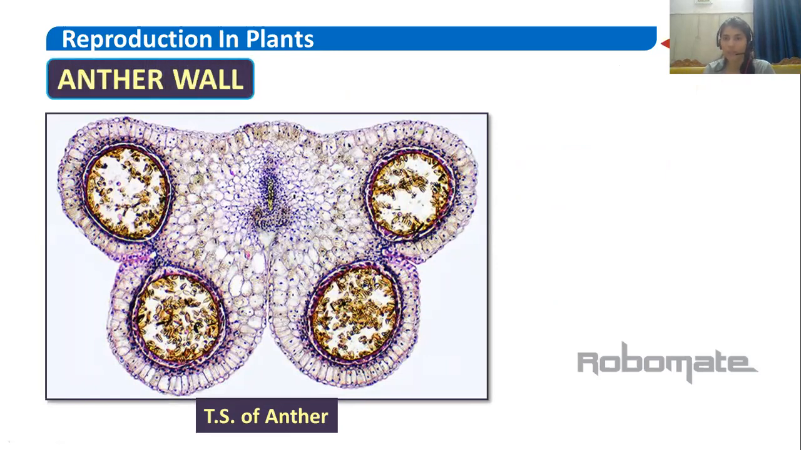Again, it is a beautiful diagram showing the transverse section of anther. Now, anther contains a wall that is known as anther wall. This anther wall is a four-layered structure. What is it? It's a four-layered structure. Now, we'll see each layer one by one, from outside to inside.